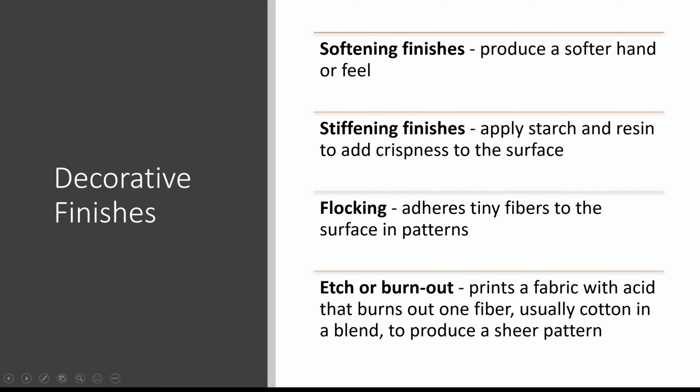Okay, and then you have decorative finishes. This could be anything that are added finishes. This is going to produce a softer hand or feel. A softening finish makes your fabric softer. Stiffening finishes make your fabric harder, and they add a crispiness to the surface, so it depends on what kind of look you're going for. Flocking adheres tiny fibers to the surface in patterns, and then etch or burnout is when prints or fabric blends are treated with acid that burns one fiber, usually cotton in a blend, to produce a sheer pattern.